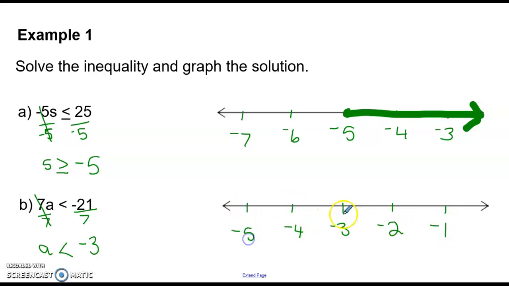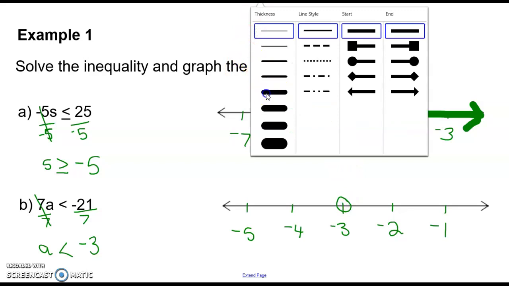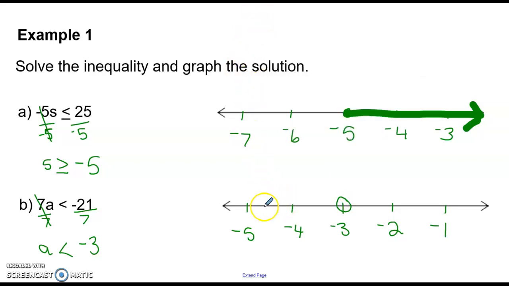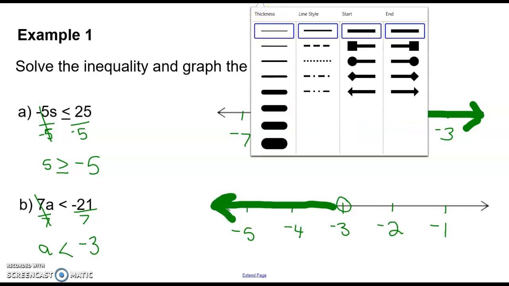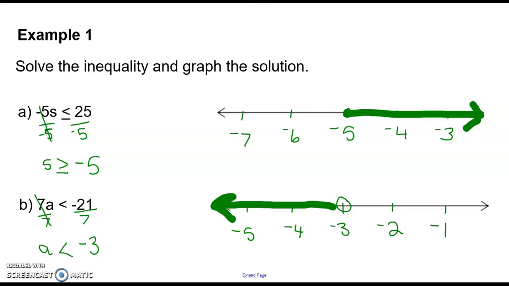So I'm going to do my number line. A is less than negative 3, so I put a hollow dot at negative 3 this time. A hollow dot at negative 3. And A is less than negative 3 because I didn't have to change my sign. I divided by a positive number, so I shade to the left. And that's the solution for A is less than negative 3. Let's look at one more example.